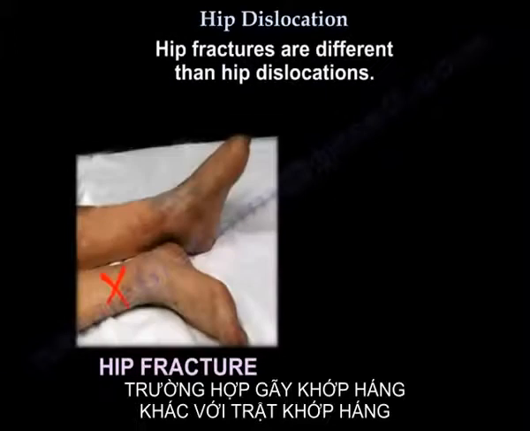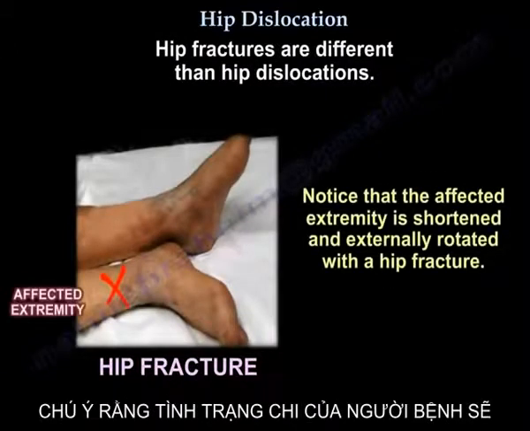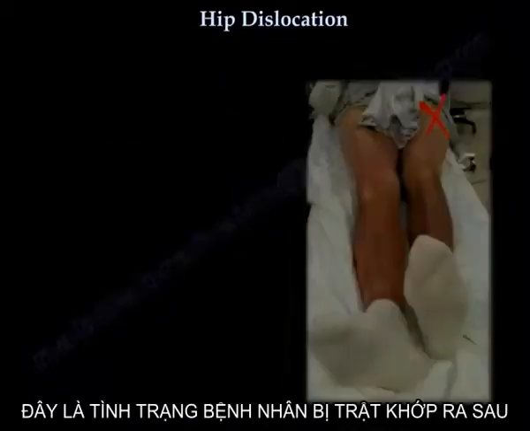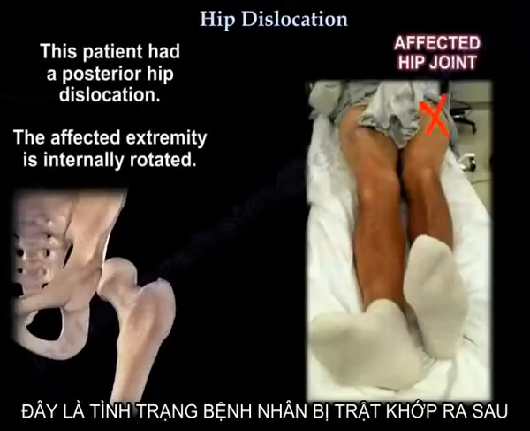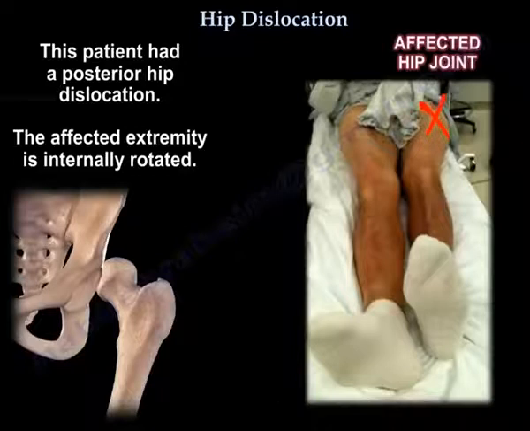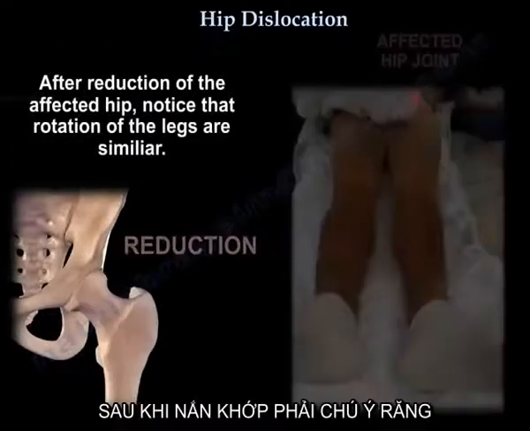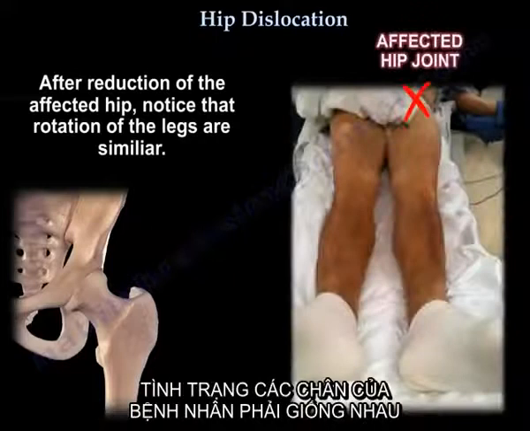Hip fractures are different than hip dislocation. Notice that the affected extremity is shortened and externally rotated with a hip fracture. This patient had a posterior hip dislocation. The affected extremity is internally rotated. After reduction of the affected hip, notice that the rotation of the legs are similar.